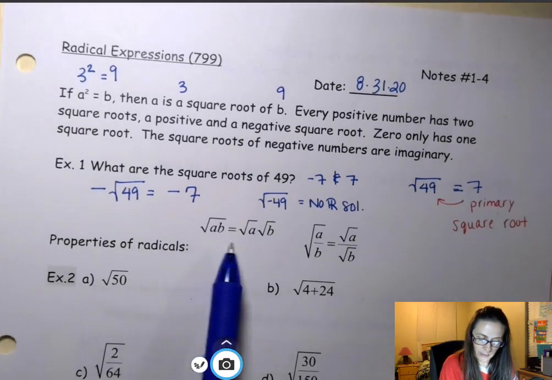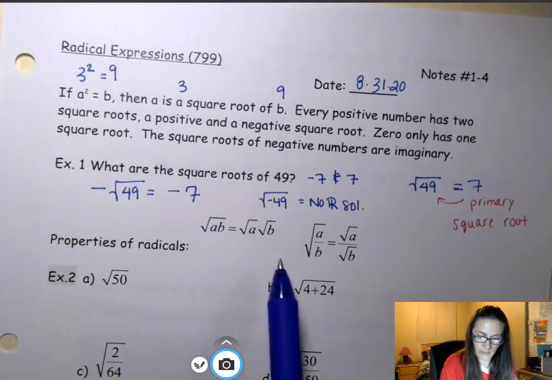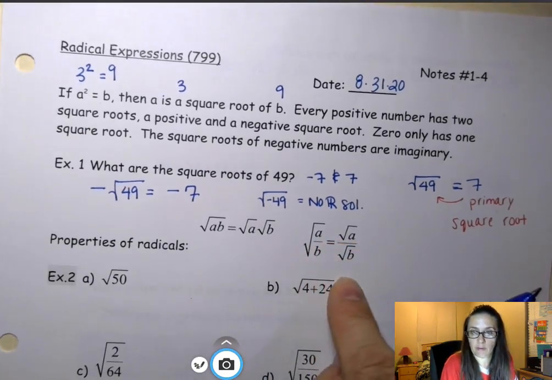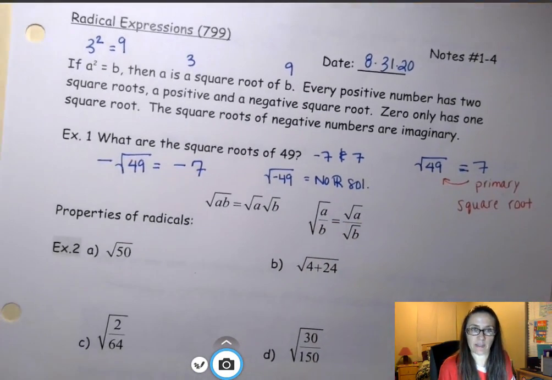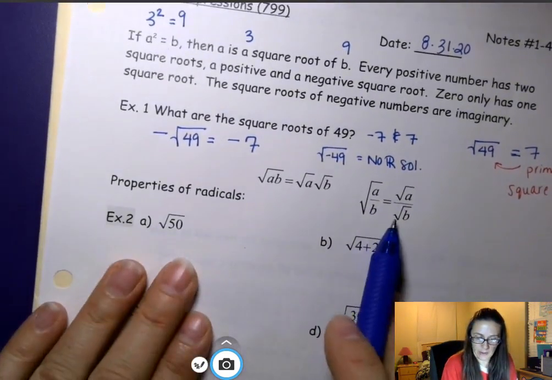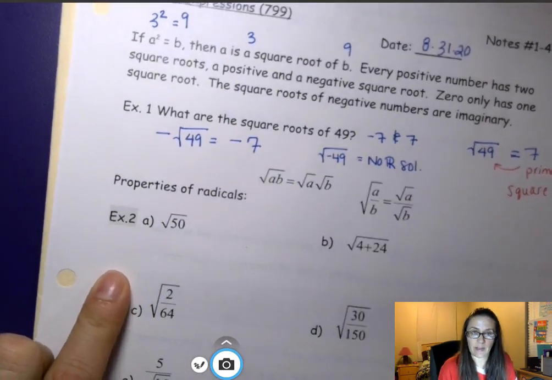Square root of AB is the square root of A times the square root of B. The square root of A over B, you're going to distribute that as square root of A over square root of B. These are some rules that we should have known from last year. Those are our properties of radicals. We want to simplify these radicals down here.